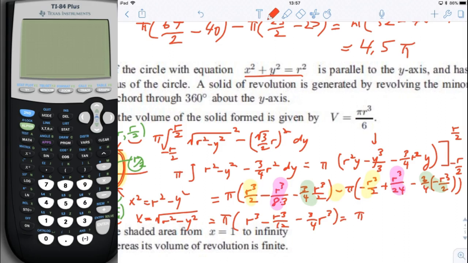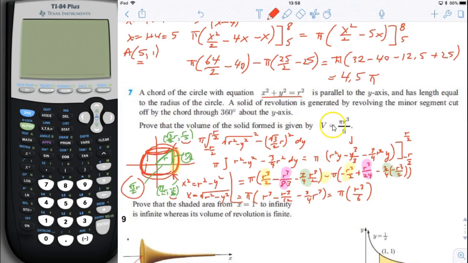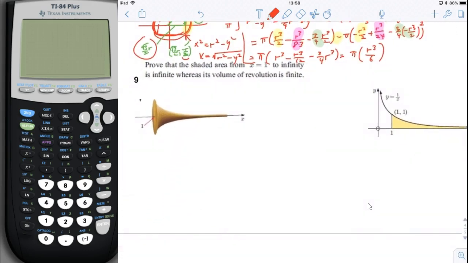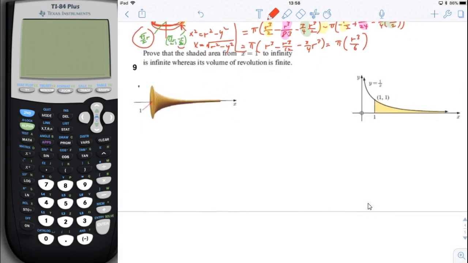So now I'm going to combine the r cubed. I have r cubed minus 3/4 r cubed. That would be 1/4 r cubed. And then minus r cubed divided by 12. So that would be 3/12 minus 1/12, so it would be 2/12. So it would be r cubed divided by 6. So the volume here is given to be pi r cubed over 6, and that's exactly what I got, right? So perfect. So let's go down to number 9, which is kind of a paradox.